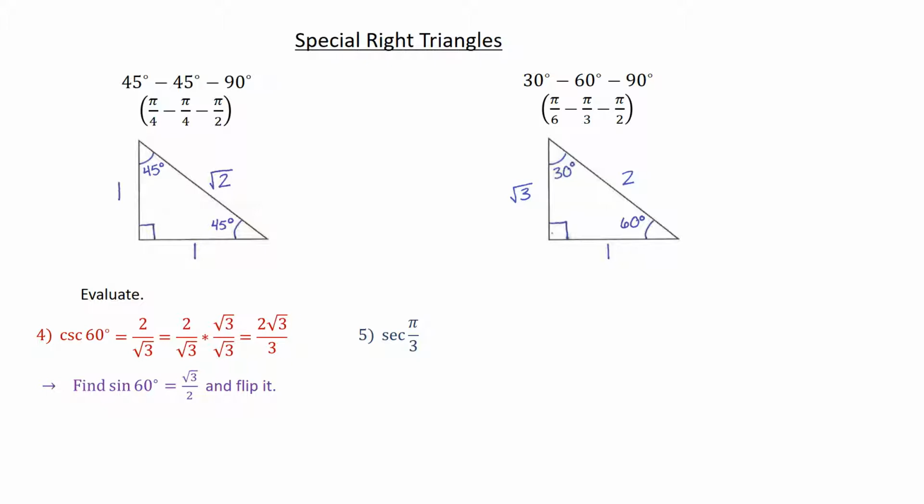Example 5, secant of pi over 3. Well, pi over 3 is 60 degrees. So first we're going to find cosine, and then we're going to flip it over. So cosine of pi over 3 is adjacent over hypotenuse. The side adjacent to pi over 3, or 60 degrees, is 1. The hypotenuse is 2. So we're going to take that cosine pi over 3 equals 1/2, and we're going to flip that 1/2 over to get 2 over 1, which is 2. So secant of pi over 3 is 2.